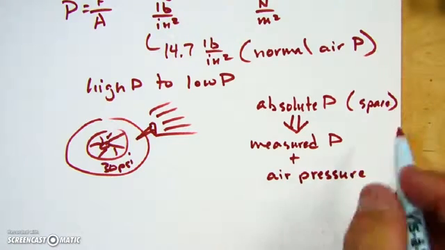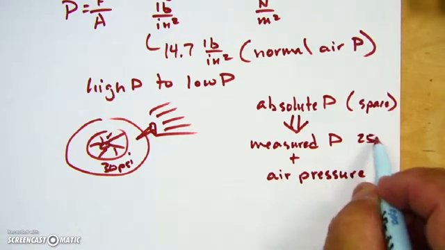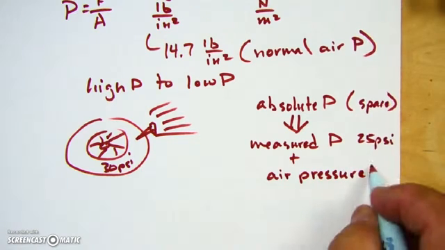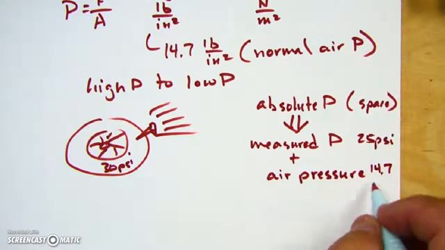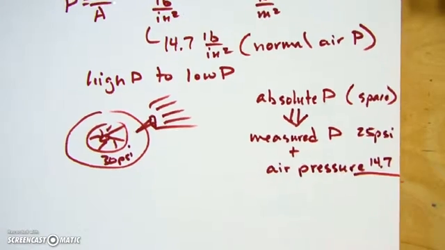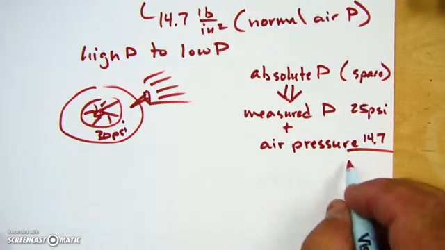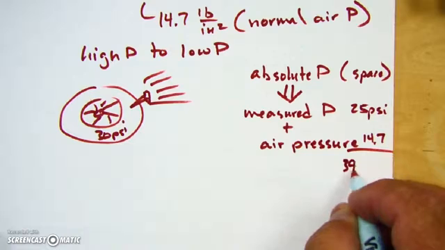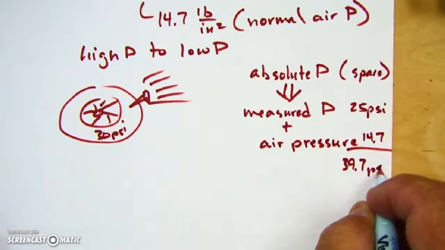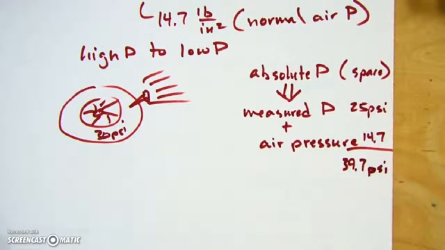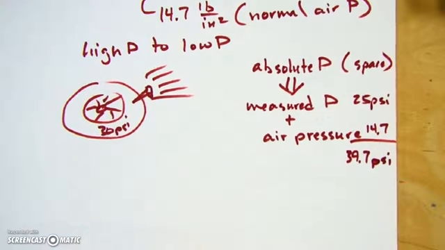So let's say your car has 25 psi in the tires. You're going to add 14.7 psi to that, and you're going to have 39.7 psi if compared to space. And again, the absolute pressure is compared to a zero baseline. In the real world, we can't encounter that very much.